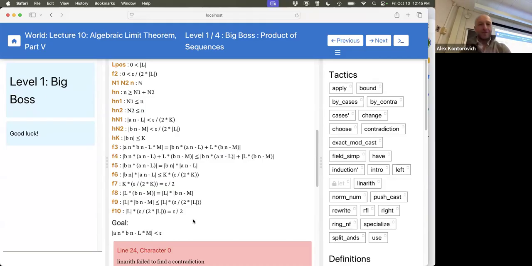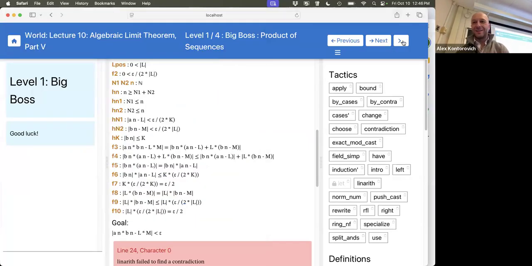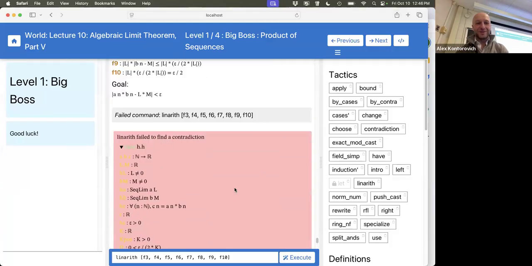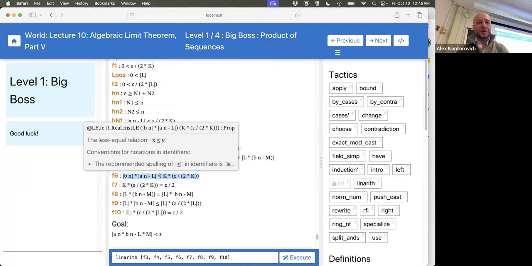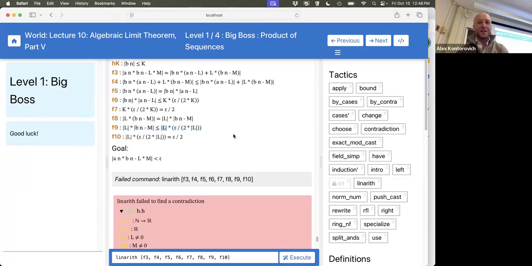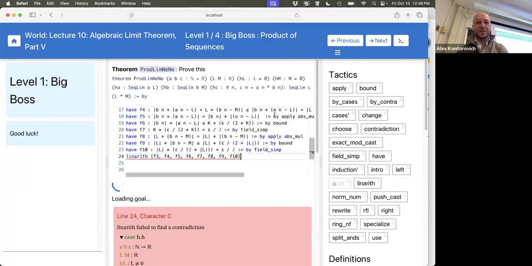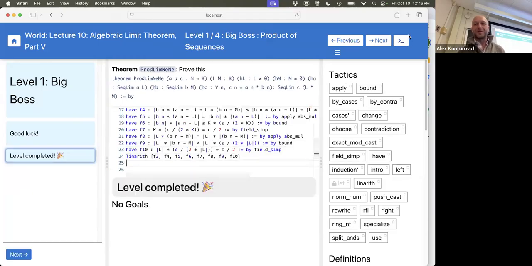So let's go back to our little sketch here. Well, this is less than or equal to, but these are strictly less than. So it's absolutely right. The computer doesn't lie. It sometimes makes you want to throw something, but it definitely doesn't lie. F6 should be a strict inequality, and it is enough to do one of them as a strict inequality. What's the last one? F9. I'll redo F9 as a strict inequality. F9 is a strict inequality, and that should still go through by bound, and now linarith goes through too.